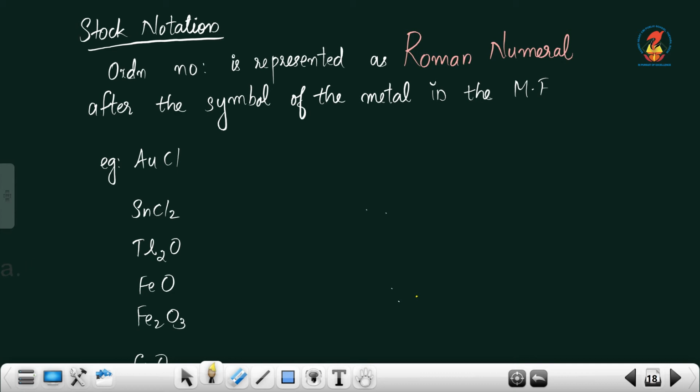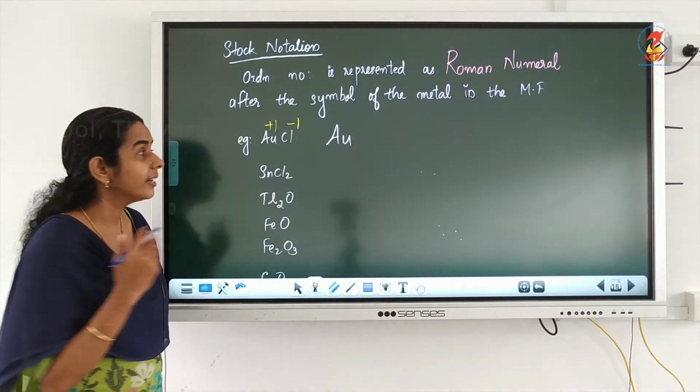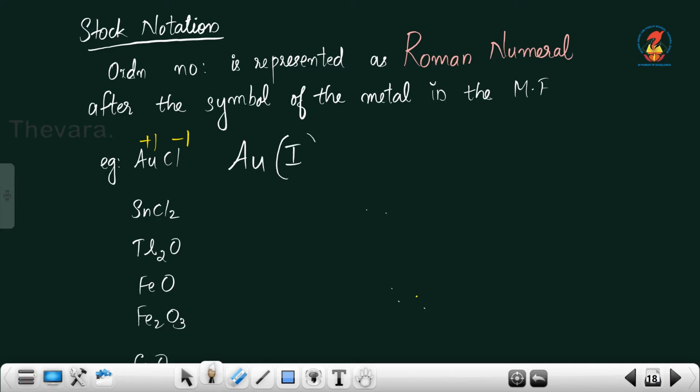AuCl, we know it is a neutral species. So chlorine we know it is minus 1. Sum should be equal to 0. So definitely gold should be plus 1. Then only it will become 0. So how can we write the stock notation? Which is the metal present here? Gold is the metal. Write the oxidation state of the metal using Roman numerals inside the single bracket. So Au(I)Cl. This is the stock notation.